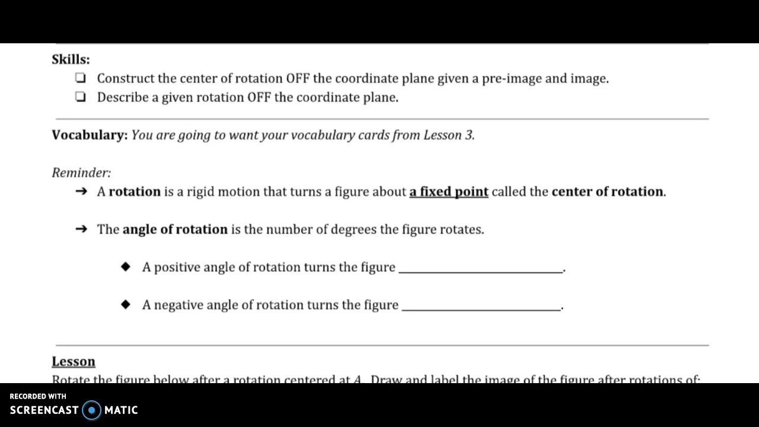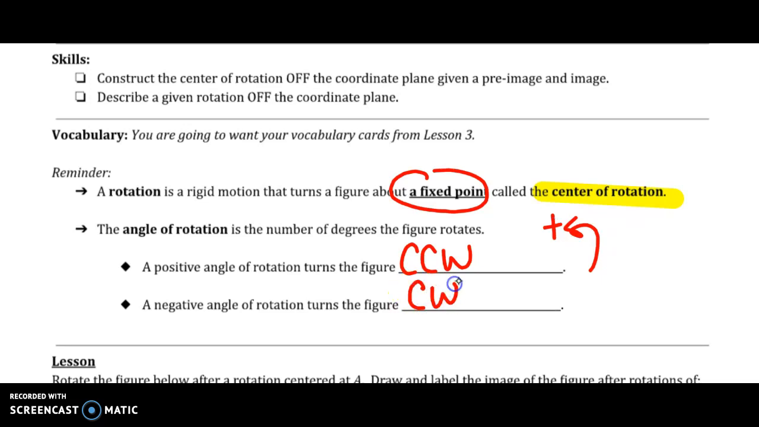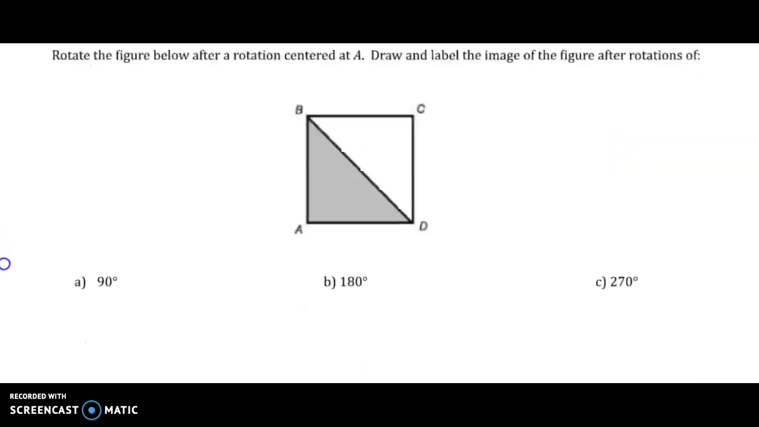Reminder, a rotation is a rigid motion that is turned about a fixed point, which we call the center of rotation. The angle of rotation is the number of degrees the figure rotates. Remember that a positive angle of rotation is counterclockwise, going in the order of the quadrants, and a negative angle of rotation is clockwise, going against the order of the quadrants.